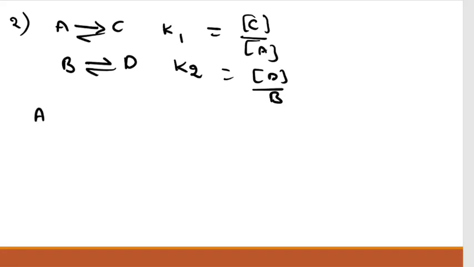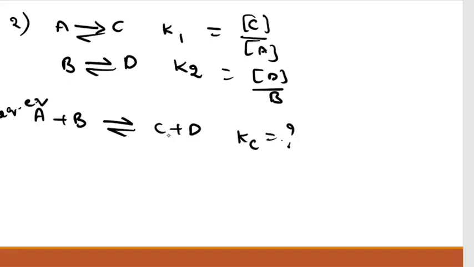Suppose I want to know the equilibrium constant for A plus B gives rise to C plus D. If they ask us to calculate the equilibrium constant for a particular required equation, how can we get it from the given equations? We need to check. Let us suppose that this is the first equation and this is the second equation. Suppose we add these two, 1 plus 2, then definitely we get the required equation, right?